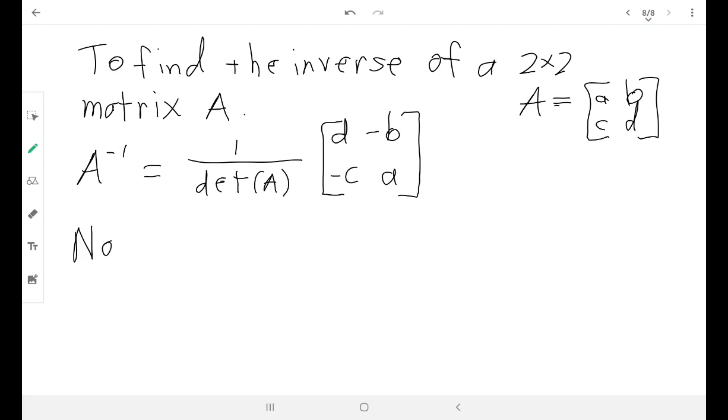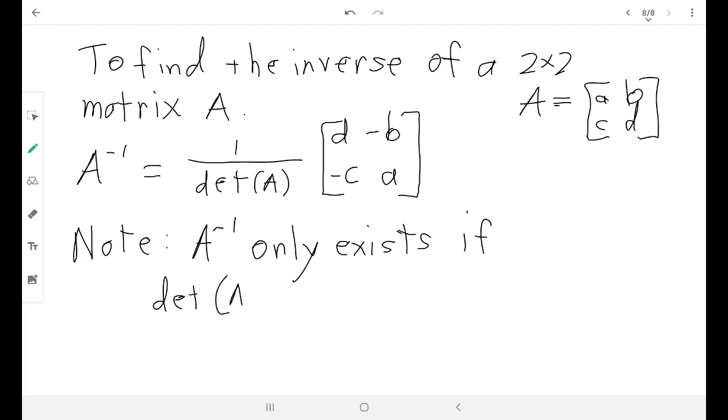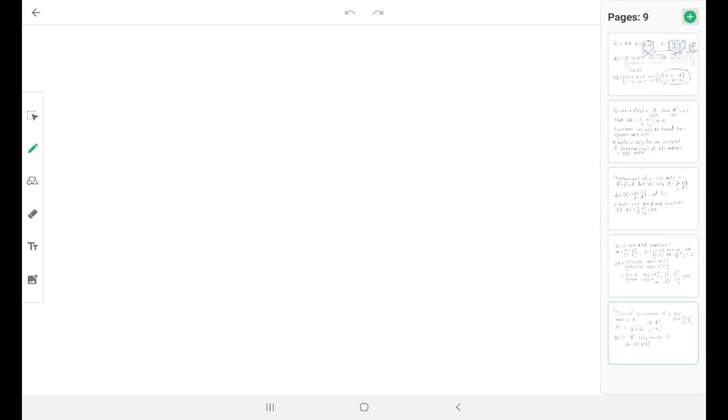Note that A inverse only exists if the determinant of A does not equal 0. And that's not just true for 2 by 2 matrices. That is true in general. So as a real quick check as to whether or not a matrix has an inverse, you can just take its determinant, and as long as it's anything other than 0, its inverse exists.